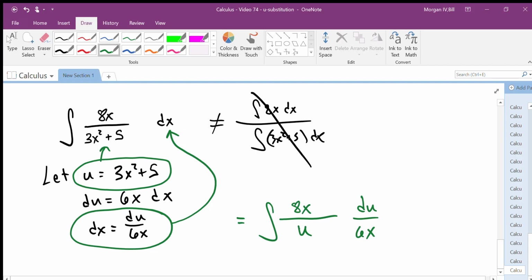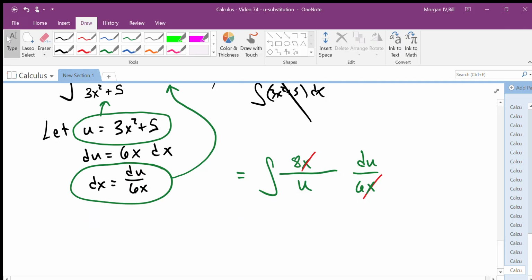Okay, I have x's and u's here. I don't like that, but thankfully, the x here cancels with my x here. The fact that I have 8 over 6, that's not a big deal. 8 over 6, that's 4 over 3. We'll just bring that right in front of the integral. So we get equals 4 over 3 integral of 1 over u du.